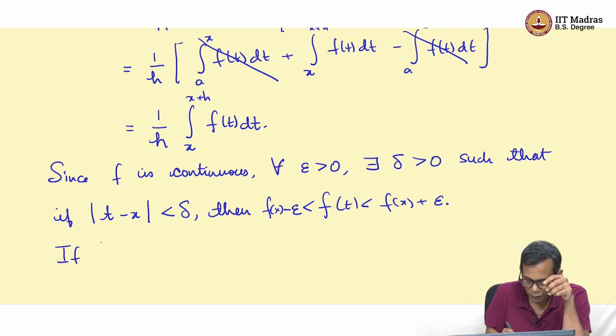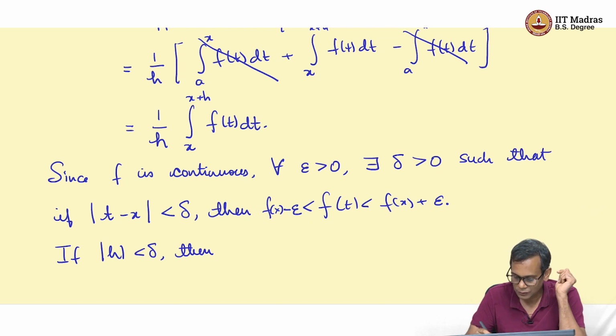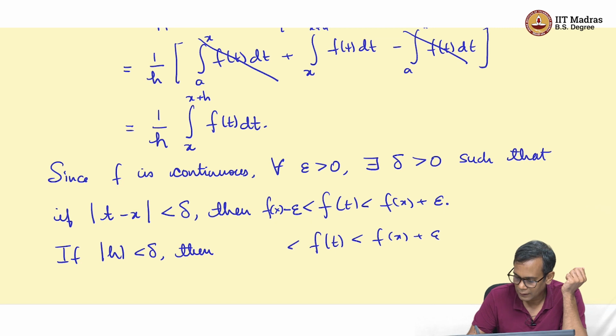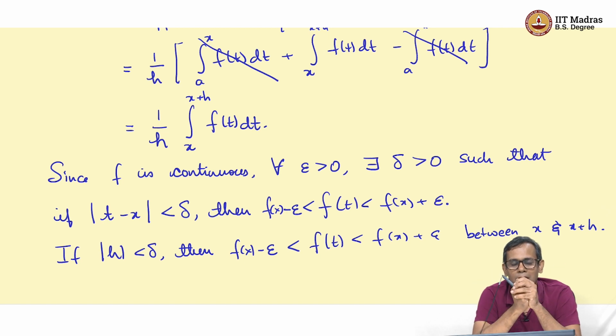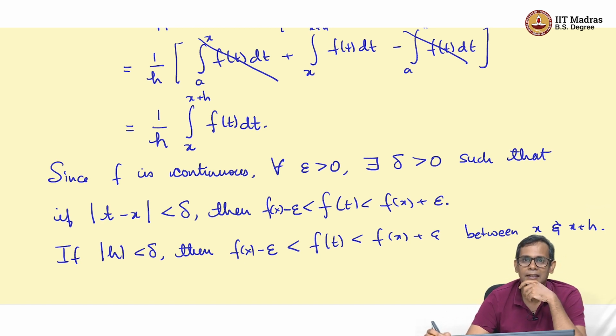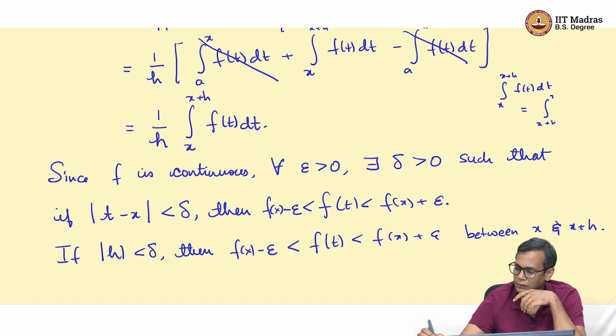So, now if the absolute value of h is less than delta, then certainly between x and x plus h, we will have f of t is less than f of x plus epsilon and is greater than f of x minus epsilon between x and x plus h. We are thinking of h as a positive number, but to compute the limit we also need to think of h as possibly being negative, right. So, it could be that x plus h is less than x. In that case, the integral from x to x plus h of f of t dt is, by our established convention, the integral from x plus h to x of f of t dt. This is for h less than 0.